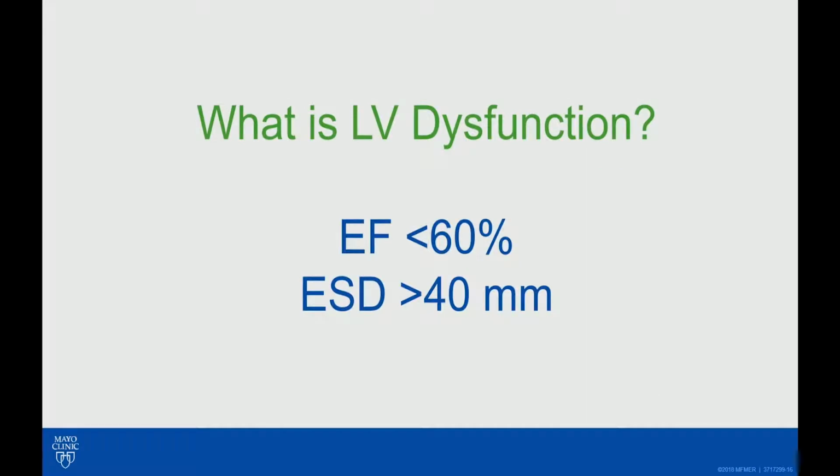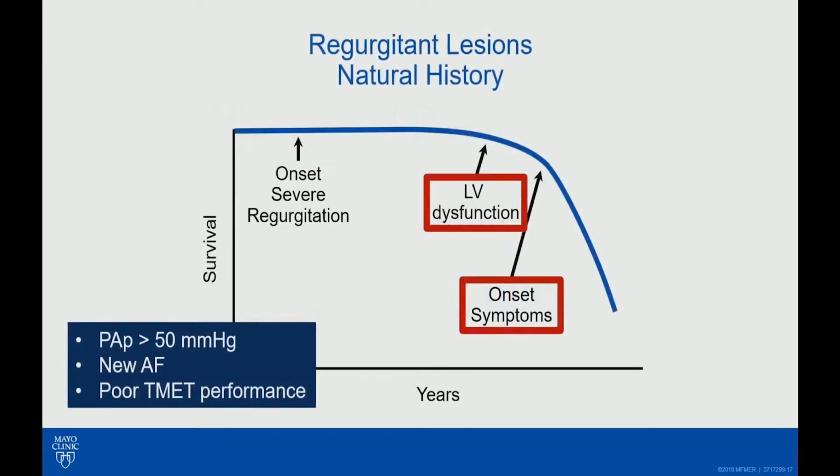So the guidelines suggest that if the end systolic diameter is greater than 40 millimeters, that would also be an indicator of LV dysfunction that's already initiated. So we call this the 60-40 rule of mitral regurgitation. Other indicators that you might use to do an earlier intervention on someone with mitral regurgitation are if they're developing pulmonary hypertension, if they're having new onset atrial fibrillation, or again, poor exercise performance.